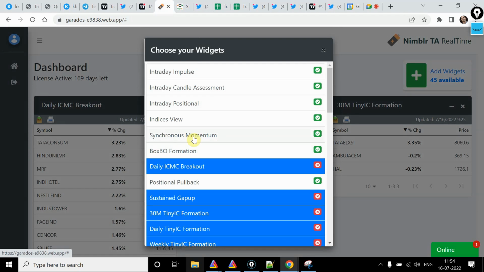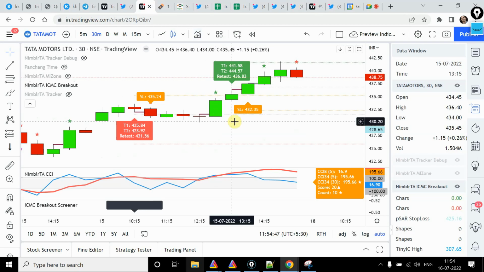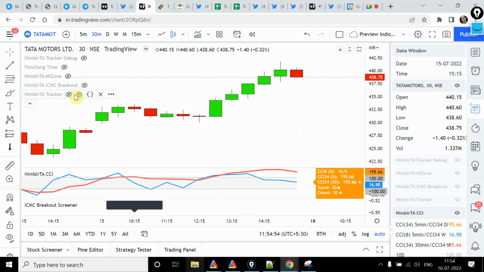In the previous chart that you showed, there are these indications coming of stop loss and the targets. This is a feature of the ICMC breakout. Yeah, this is based on ICMC breakout, right? It is not available in the tracker.